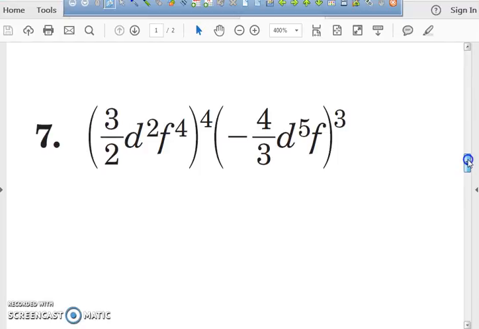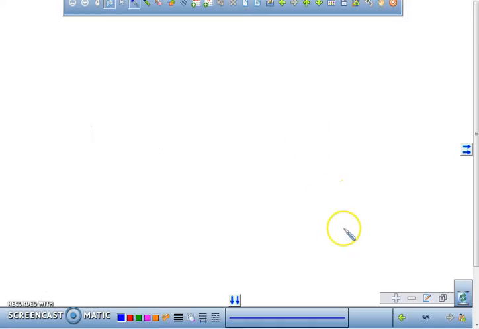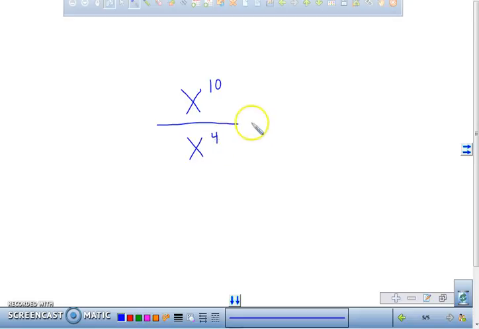Now we get to a tricky one. So before we do problem 7, go back to the quotient property. We had x to the power of 10 over x to the power of 4. Now this right here, I told you to write out what x to the power of 10 actually means. This is what it means.